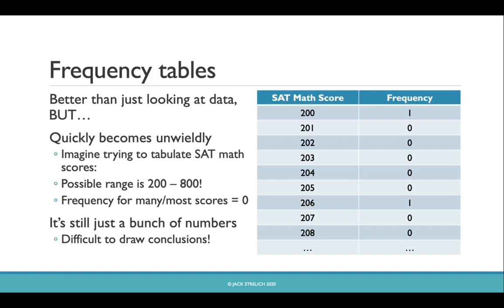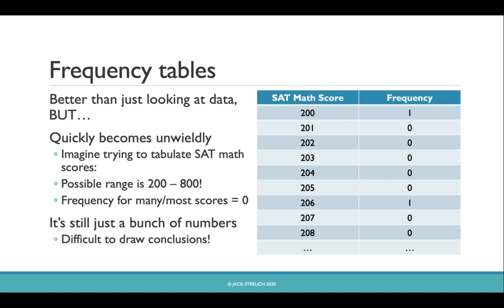So frequency tables are great and are much better than just looking at raw data, but they have limits. They quickly become unwieldy if there are many possible values that a response could take. In the last example, there were only 5 possible responses to the question, which made things nice and manageable. But imagine that we were trying to tabulate SAT math scores. Now, SAT math scores range from 200 to 800, which means if we were trying to plot even a very large body of scores, we'd probably end up with a frequency table that looks something like this here on the right. And notice that this is just the very beginning of the frequency table for the values 200 through 208.